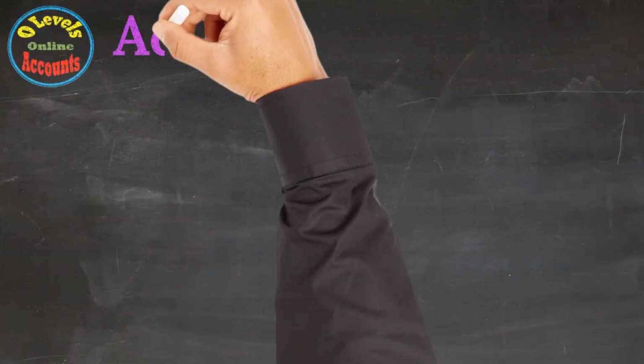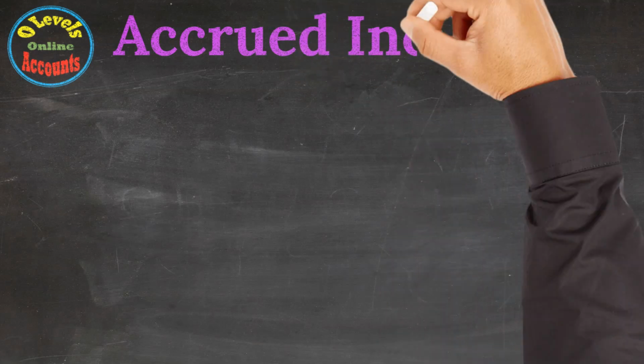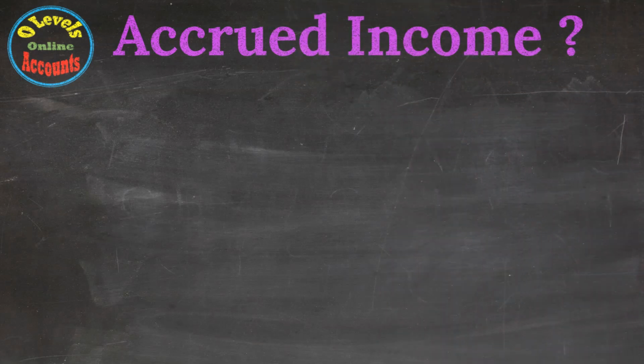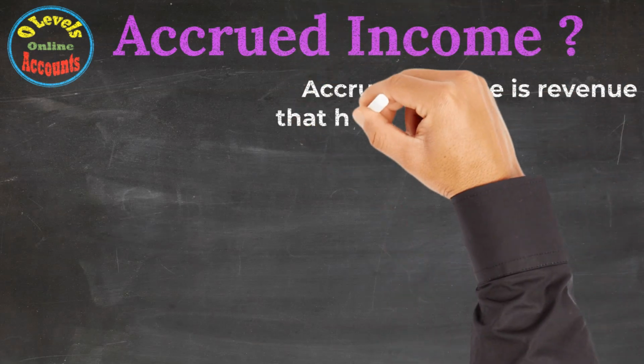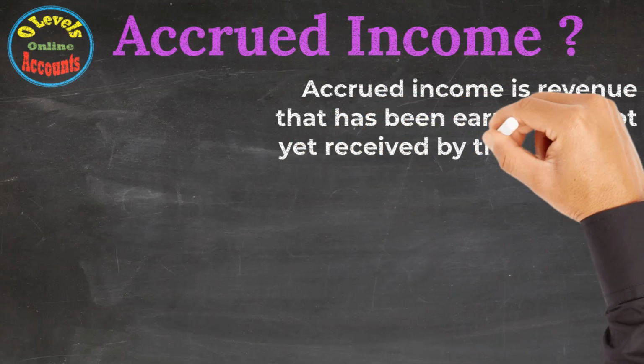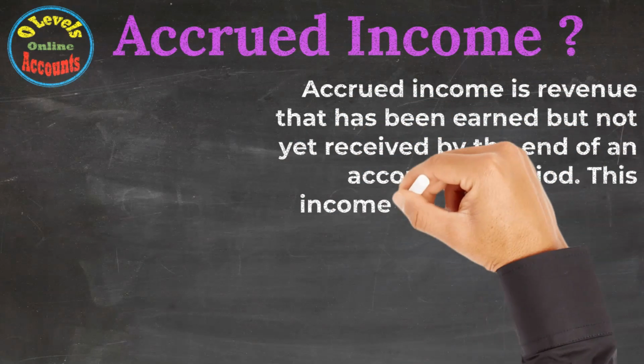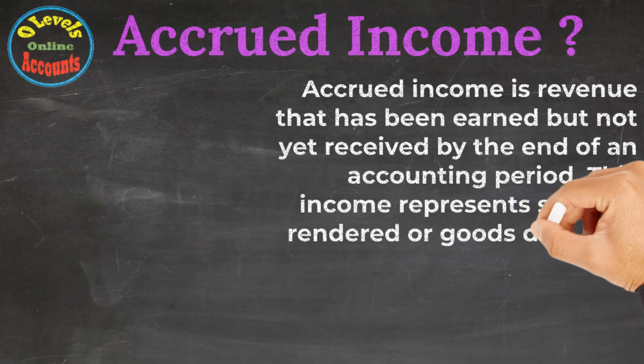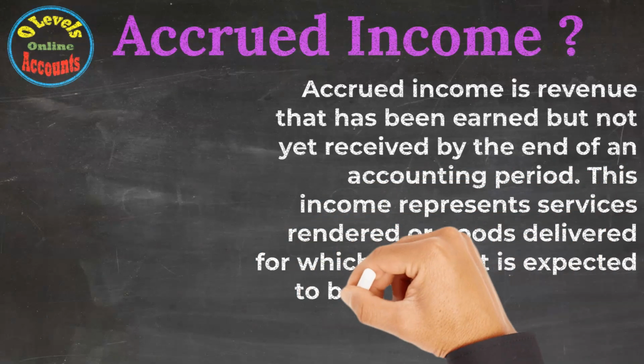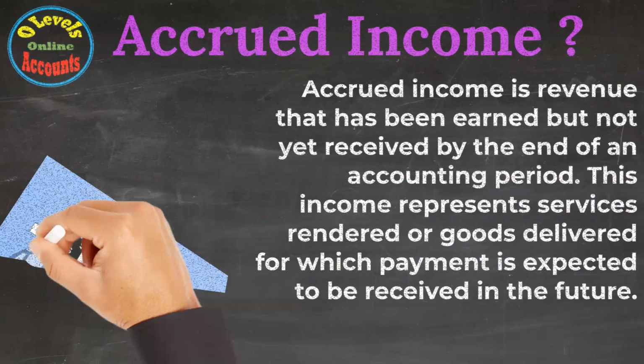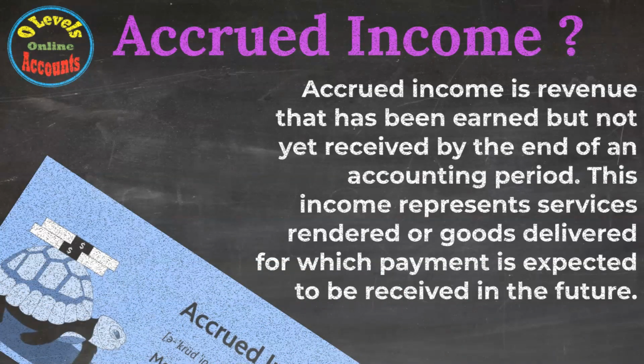In this slide, we will examine what accrued income is. Accrued income is revenue that has been earned but not yet received by the end of an accounting period. This income represents services rendered or goods delivered for which payment is expected to be received in the future. What is the nature of it? Let's move to the next slide.